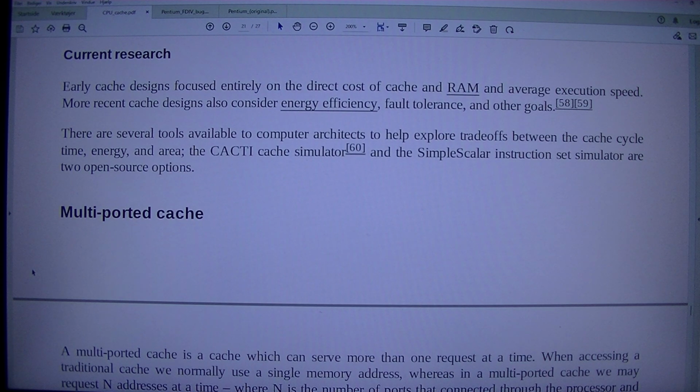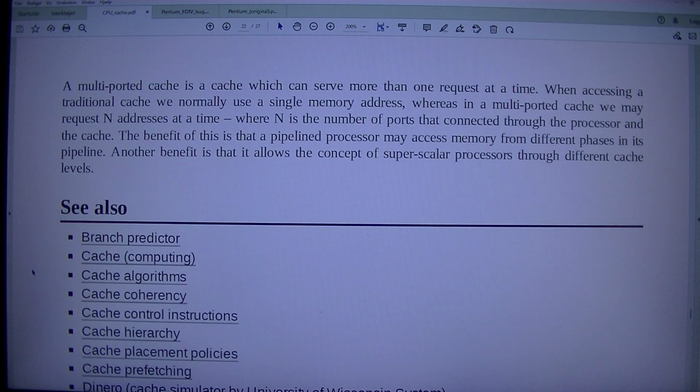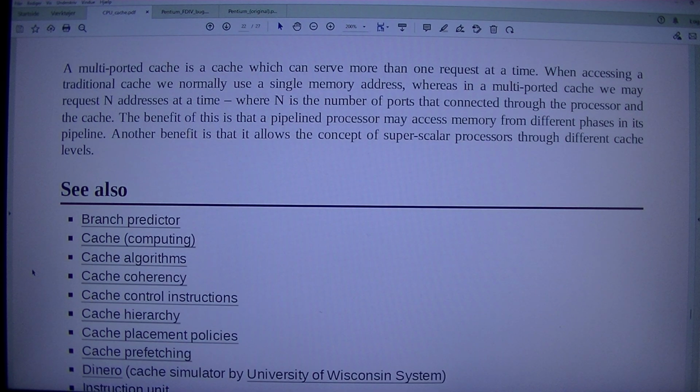Multiported cache. A multiported cache is a cache which can serve more than one request at a time. When accessing a traditional cache, we normally use a single memory address, whereas in a multiported cache we may request n addresses at a time, where n is the number of ports connected through the processor and the cache. The benefit of this is that a pipelined processor may access memory from different phases in its pipeline. Another benefit is that it allows the concept of superscalar processors through different cache levels.